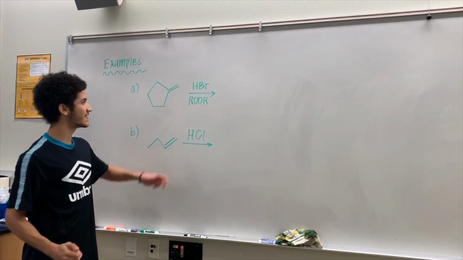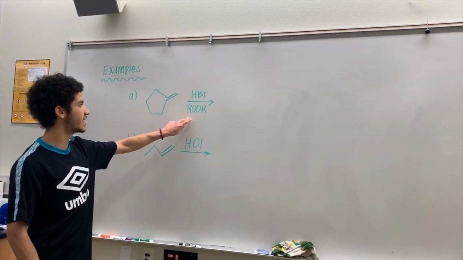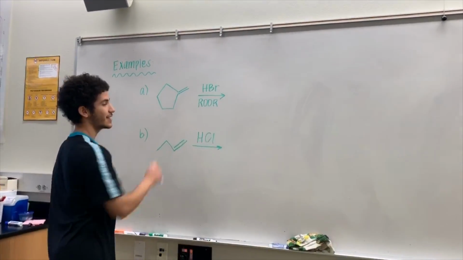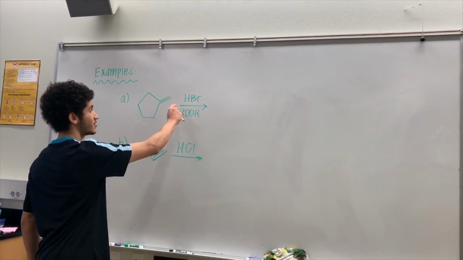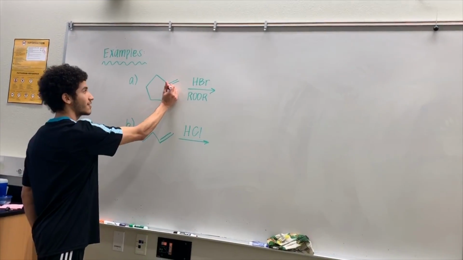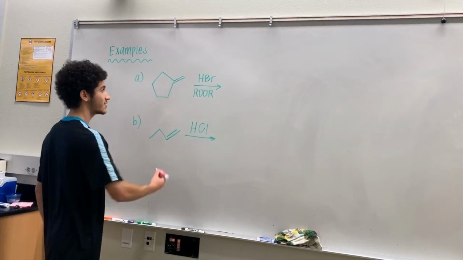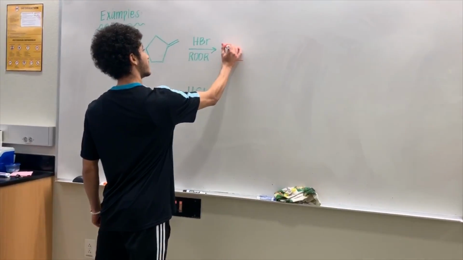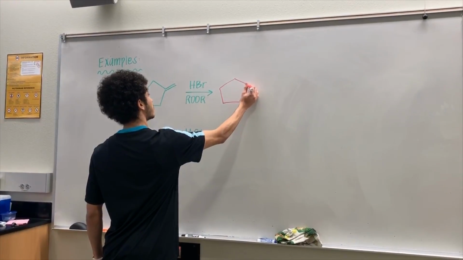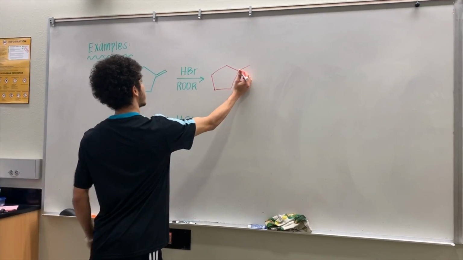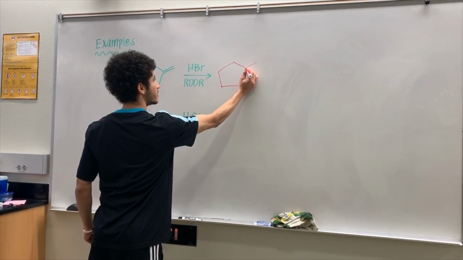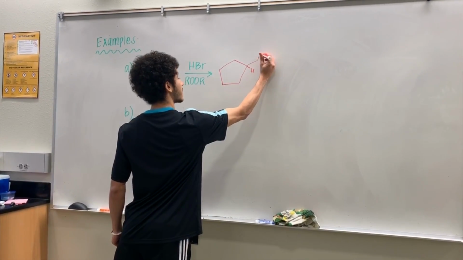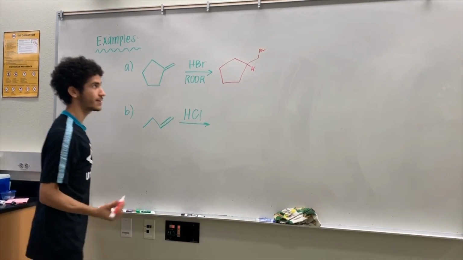All right, so for the first example, I can see that there's peroxide in the reagent, so that tells me that this is an anti-Markovnikov. What that means is the hydrogen is going to attach to the more substituted carbon on the alkene, and the bromine is going to attach to the less substituted carbon on the alkene. So this gives me this result right here. I would get hydrogen on the more substituted, which would be right here, and bromine on the less substituted, which would be right there.